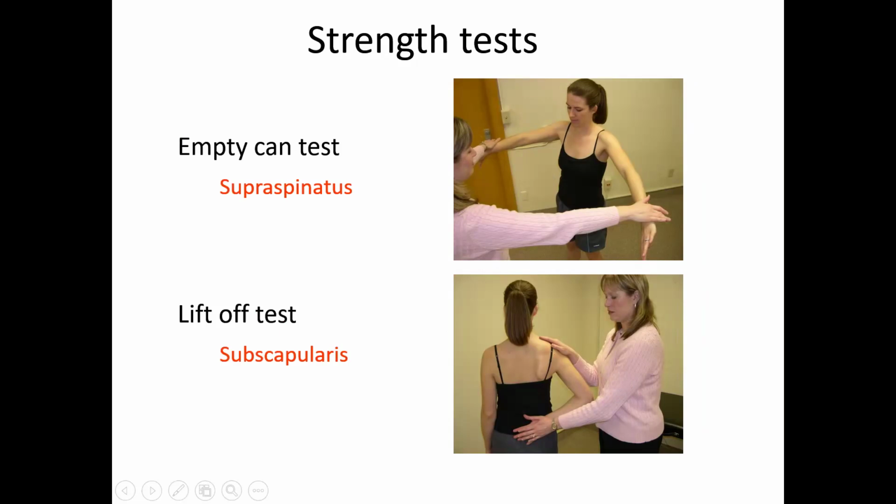The empty can test, the lift off test. The empty can test is used for the assessment of the supraspinatus, and lift off test is used for the subscapularis. You already know how to conduct and how to perform these tests.